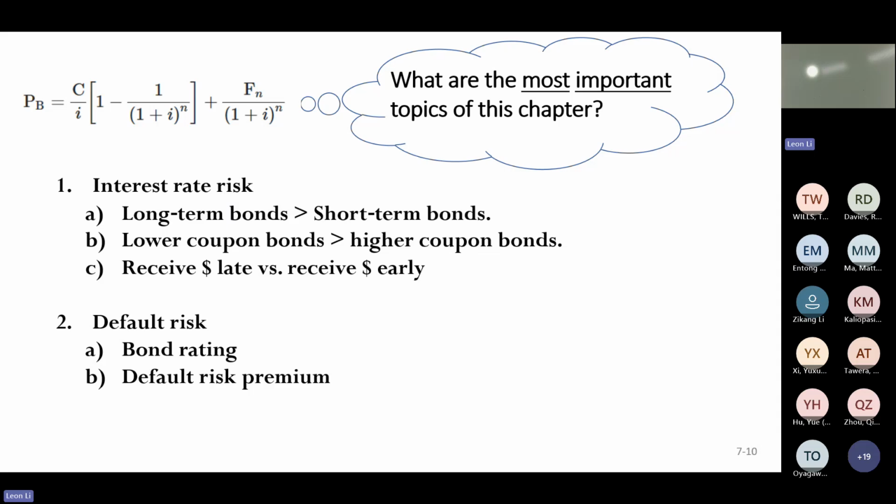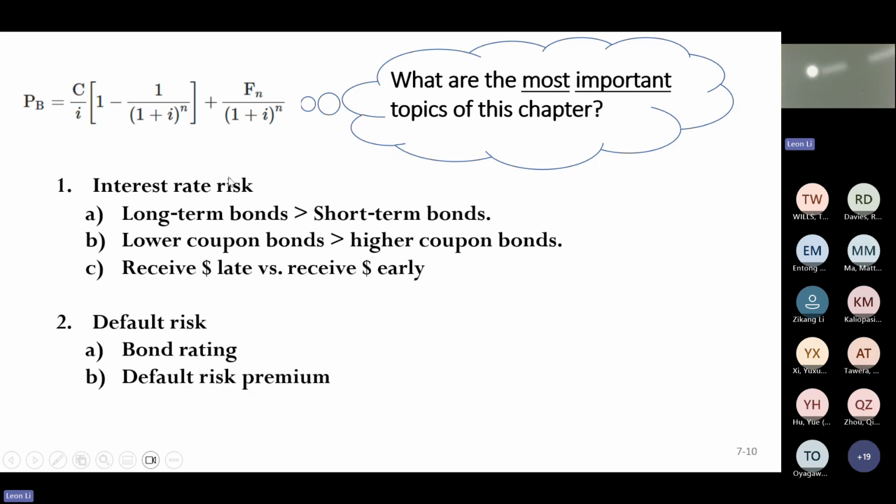So interest rate risk, high or low, this is my way to remember. I will think about this issue: do we receive the money late or receive the money early? If we receive the money late, our interest rate risk will be high. For example, a long-term bond receives the money late. Low coupon bond: if the coupon payment is low, that means the payment heavily relies on the lump sum payment on the maturity date. That is receiving the money late, high interest rate risk.